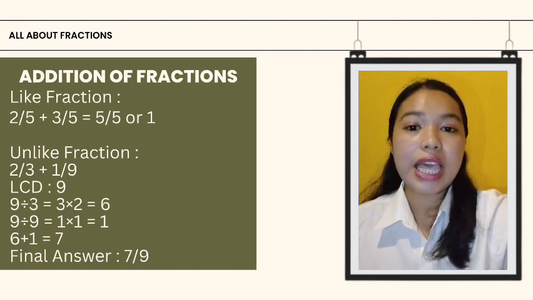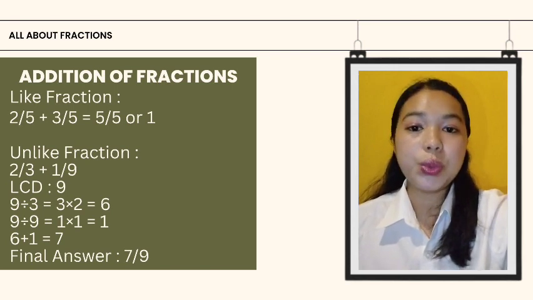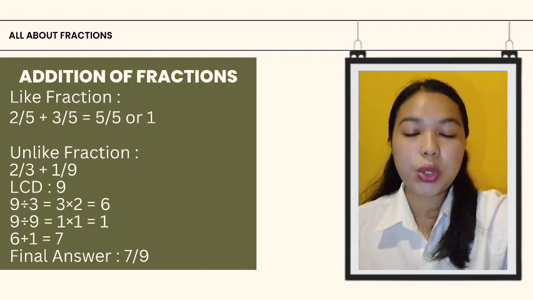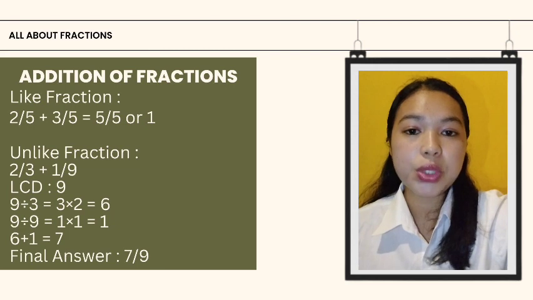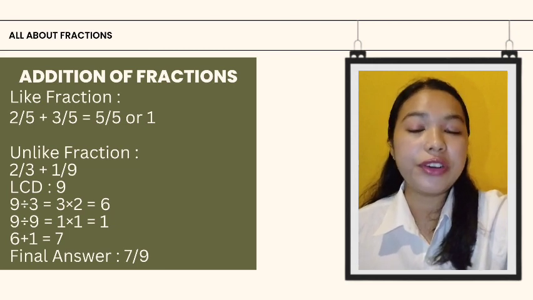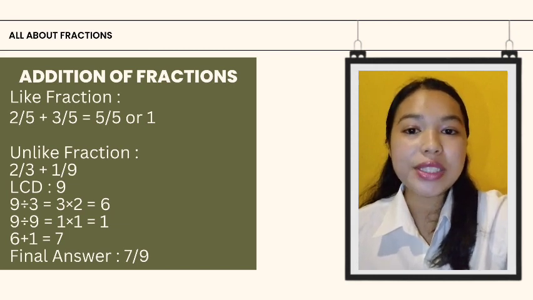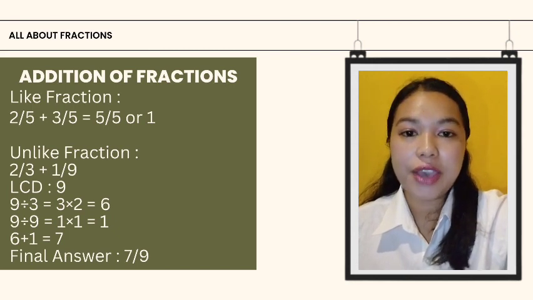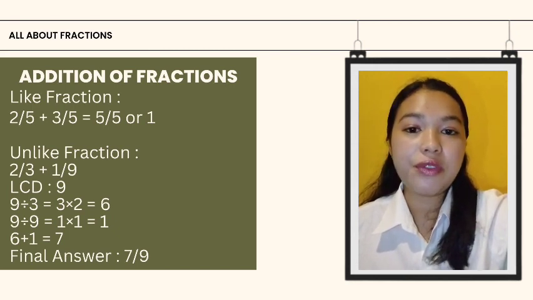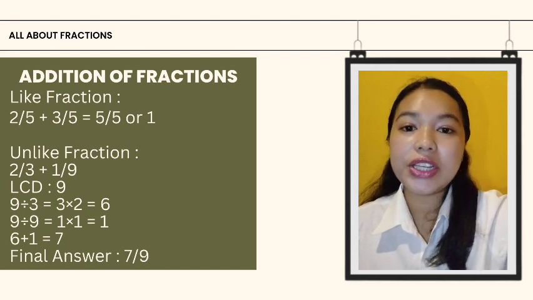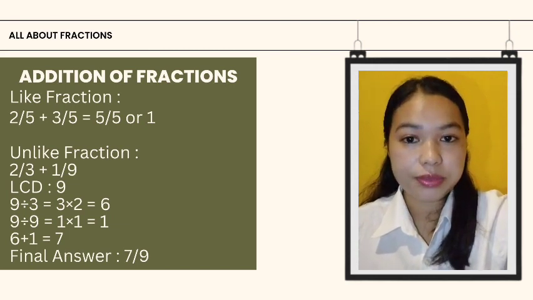If the fraction is like fraction, all we have to do is simply add the numerator and just copy the denominator. So from the given example, which is 2 over 5 plus 3 over 5, we need to add the numerator, which is 2 and 3. So 2 plus 3, that's equal to 5. And the denominator is 5. So the answer would be 5 over 5. And since it can be reduced to lowest term, the final answer would be 1.